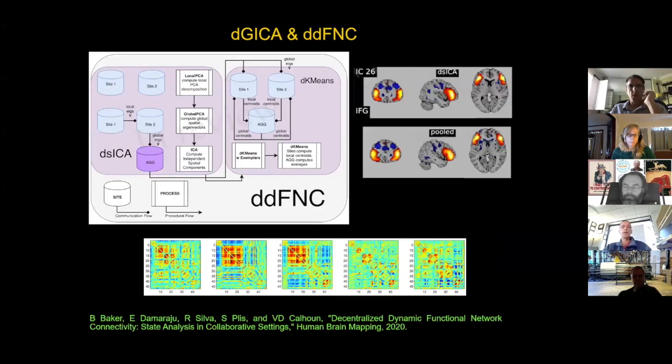We've also implemented a dynamic connectivity pipeline within COINSTAC, which essentially lets you take fMRI data and it goes through ICA, and then you can compute network connectivity matrices, which are clustered into transient states. So these are transient connectivity patterns showing down here.